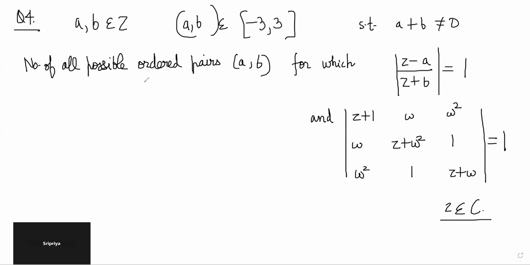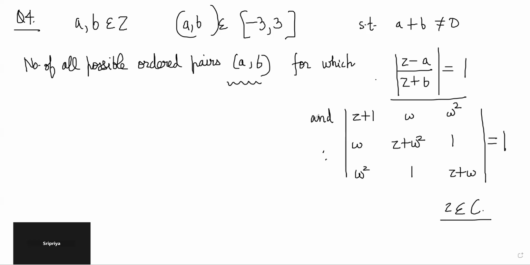Okay, so we have to find integer values of a and b such that this and this are both true. I was able to solve the determinant, and from there I got z cube is equal to 1. The issue I faced in this was I got one more ordered pair than the actual answer, for which this is true and this is true.